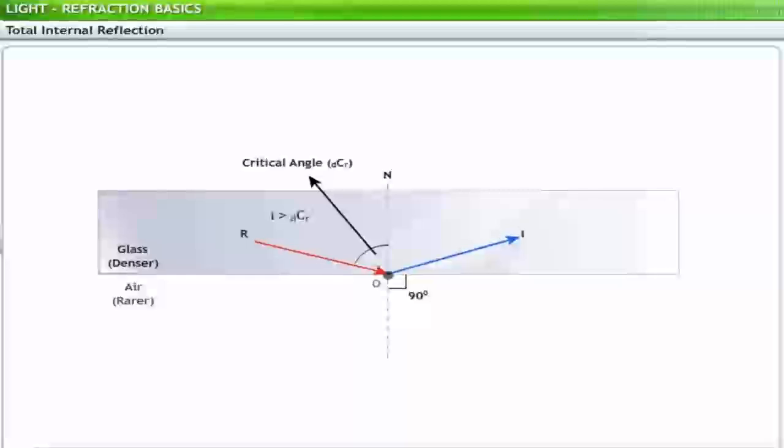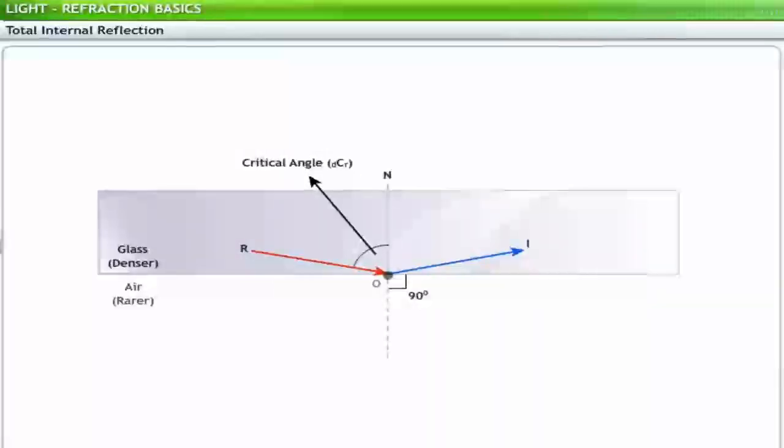If the angle of incidence is more than the critical angle, the refracted ray bends by more than 90 degrees. That is, it gets reflected back into the same denser medium. This phenomenon is known as total internal reflection.